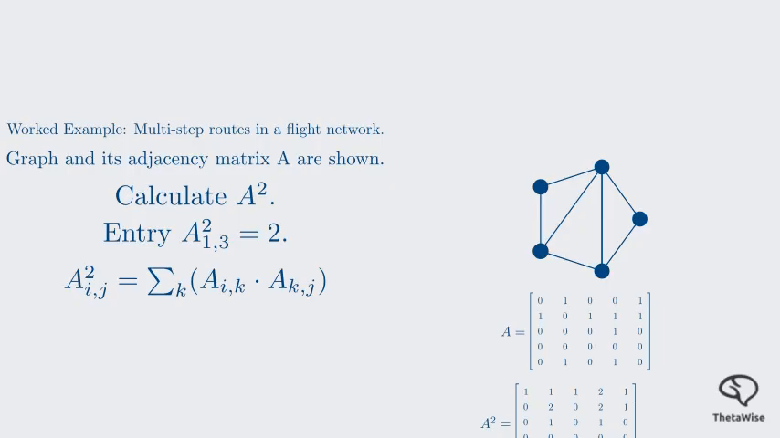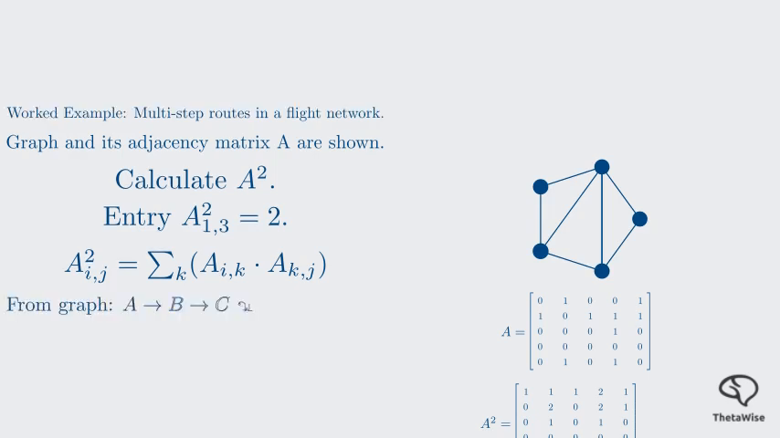Let's confirm this for our example. We have two two-step routes from A to C. By looking at the original graph, we can see these 2 routes: A to B, then B to C, and A to E, then E to C. This confirms that A squared successfully counts the number of these two-step journeys.